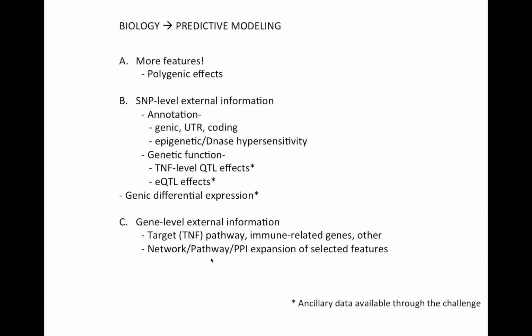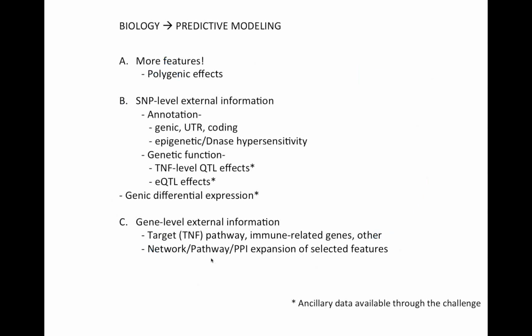But moving on to point B and C, I'm going to talk about some of the external biological data and genomic data that are available that we could potentially use to select features or possibly upweight features that have some external evidence for either functionality or specific function that is relevant to the phenotype that we're interested in.